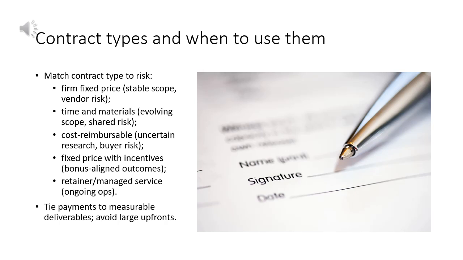Verify claims with demos and reference calls. Choose the contract that supports your risk appetite. Firm fixed price, scope stable, risk on vendor. Time and materials, scope evolving, shared risk. Cost reimbursable, uncertain research, risk on buyer. Fixed price with incentives, align outcomes with bonuses. Retainer or managed service, ongoing operations. Match payment milestones to measurable deliverables. Avoid paying too much upfront.